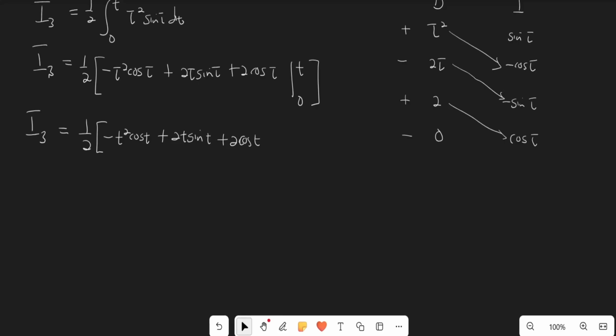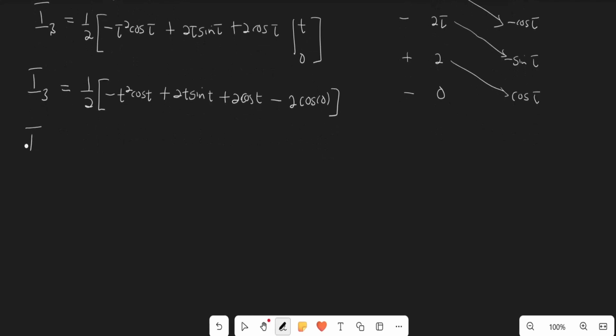What about the lower limit? Lower limit for tau, this is going to be 0. This is going to be 0, right? And now the only thing that will not be 0 is this one, because cosine of 0 is 1. So it's going to be minus 0 plus 0 plus 2 times the cosine of 0. So this one is going to be minus 2 times the cosine of 0, because cosine of 0 is not 0. And it's minus because we are subtracting the lower limit from the upper limit. Now let's distribute the half. So it's going to be negative 1/2 t squared cosine of t.